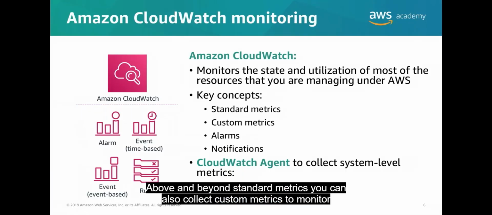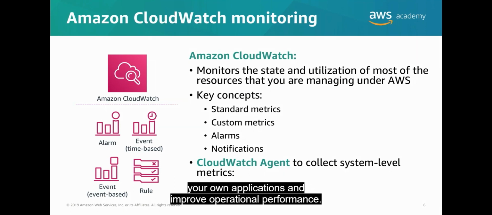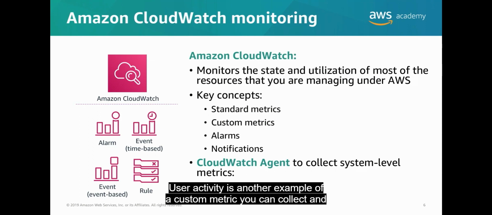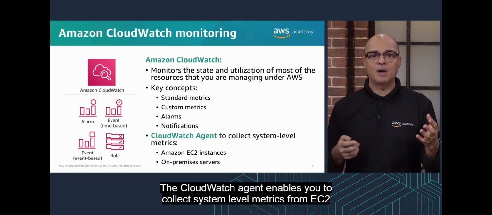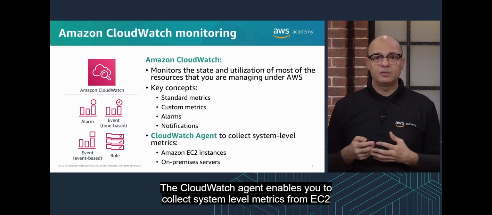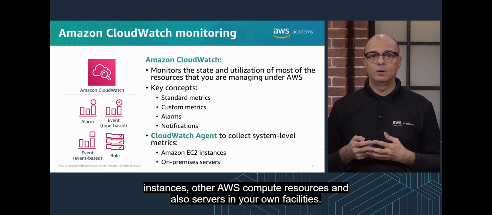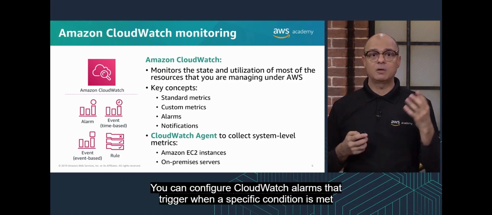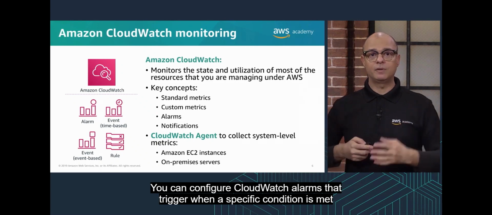Above and beyond standard metrics, you can also collect custom metrics to monitor your own applications and improve operational performance. For example, if you're running an HTTP server on an EC2 instance, you can configure a CloudWatch agent to collect and publish statistics on memory usage of that HTTP service. User activity is another example of a custom metric you can collect and monitor over time. The CloudWatch agent enables you to collect system-level metrics from EC2 instances, other AWS compute resources, and also servers in your own facilities. You can configure CloudWatch alarms that trigger when a specific condition is met.